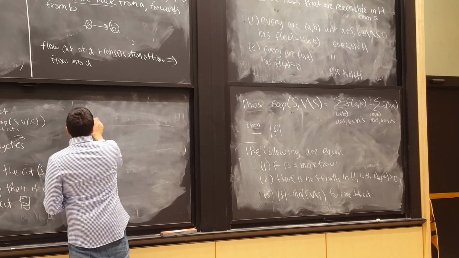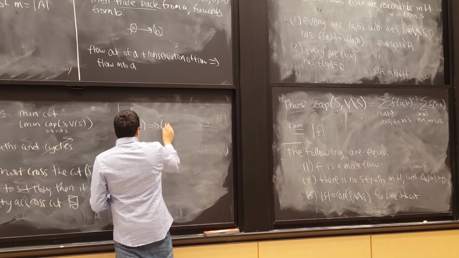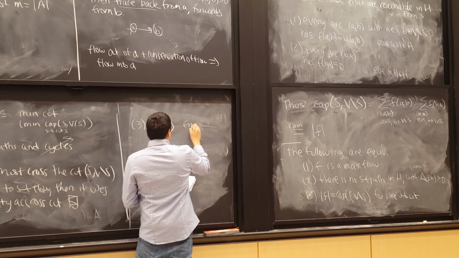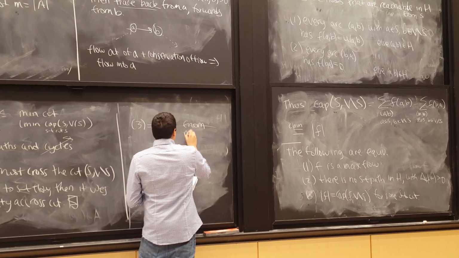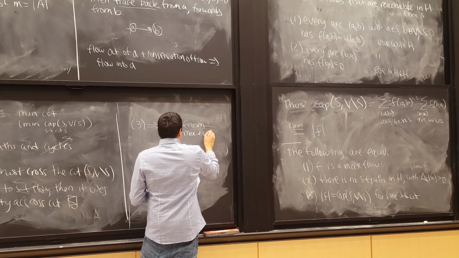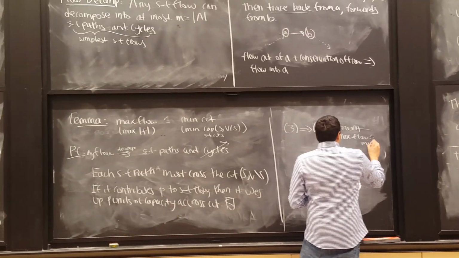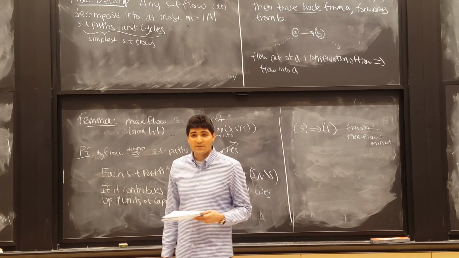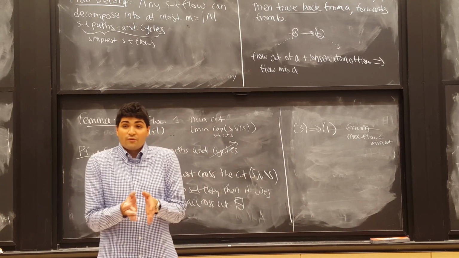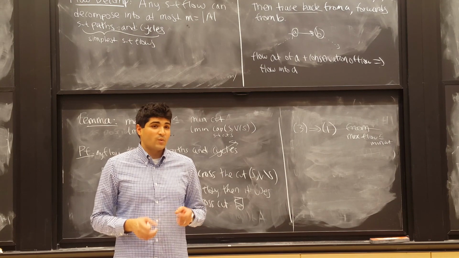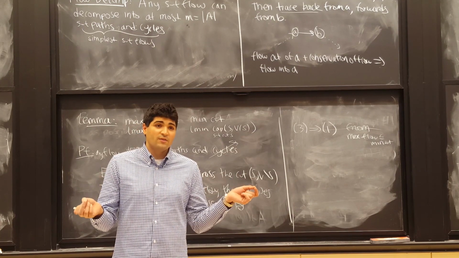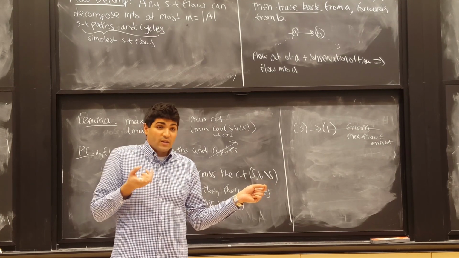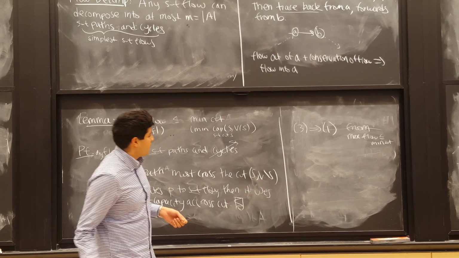So 3 to 1 is easy. Why? Because it follows just from the fact that max flow is upper bounded by min cut. The thing that this time we proved through flow decomposition, just using the fact that a flow is a sum of these primitive objects, which are themselves ST paths and cycles, and that every ST path has to cross the cut at least once, so it charges whatever its value is of flow along it.